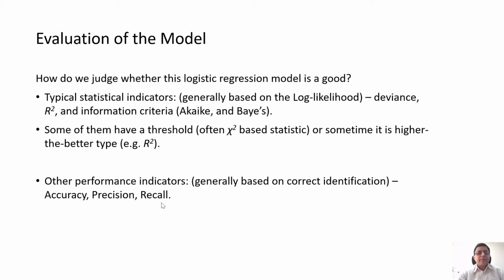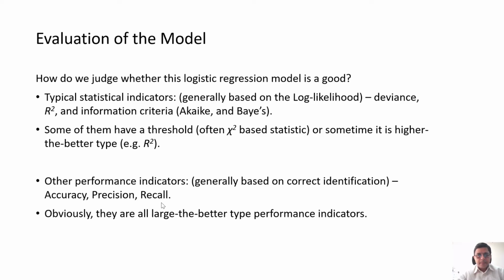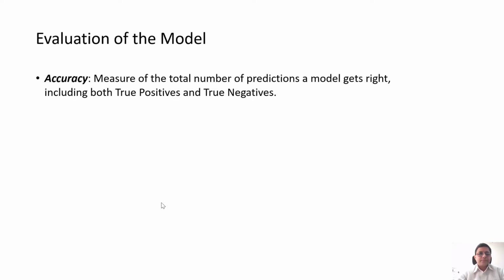Before we calculate these performance indicators, let us define them. Let us define accuracy, precision and recall in the context of our logistic regression model. As we can clearly see, they are larger the better type. What is the accuracy I want for my model? As large as possible. What is the recall I want for my model? Obviously larger the better. Higher the better, larger the better, whatever you call it. So let us define accuracy, precision and recall. Okay, accuracy. How do we define accuracy?